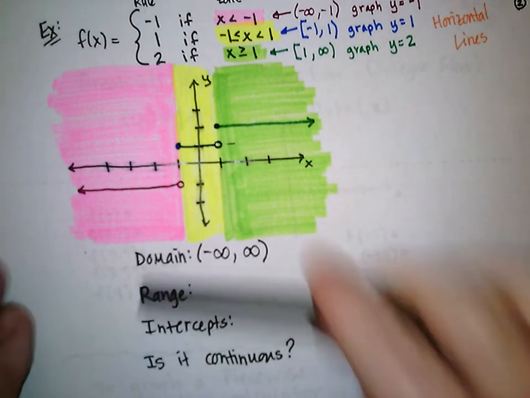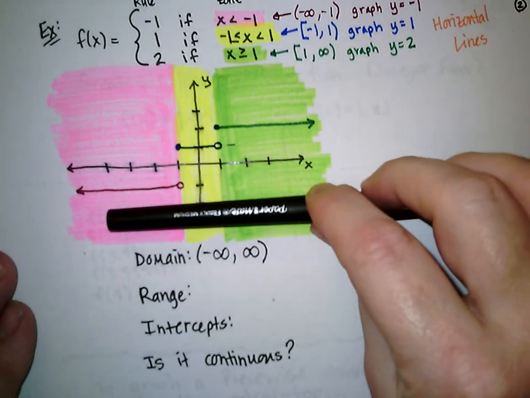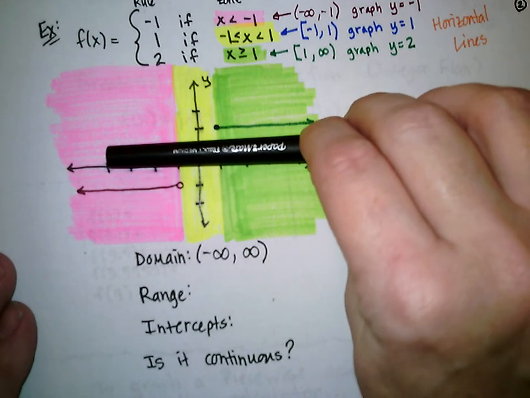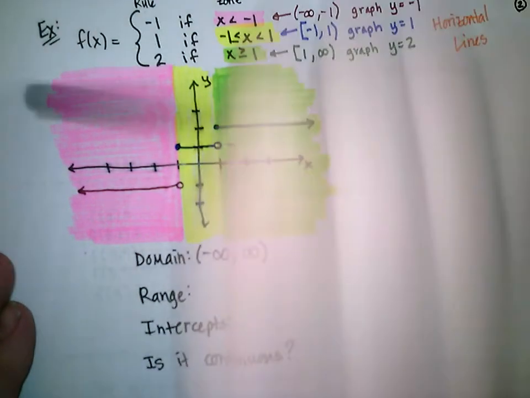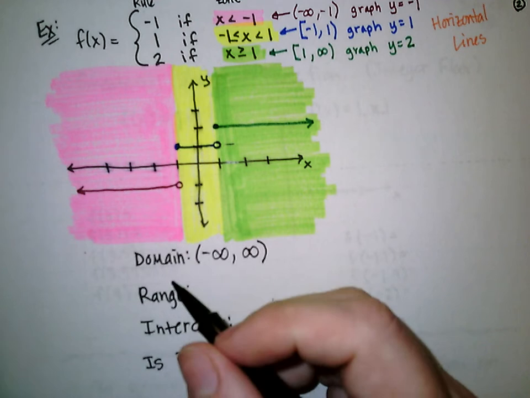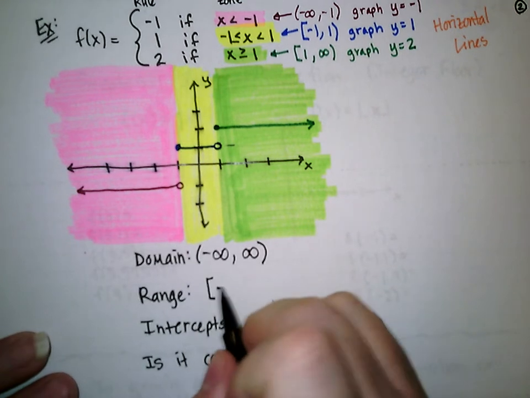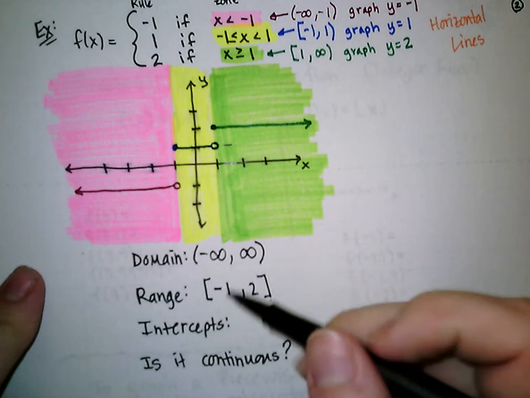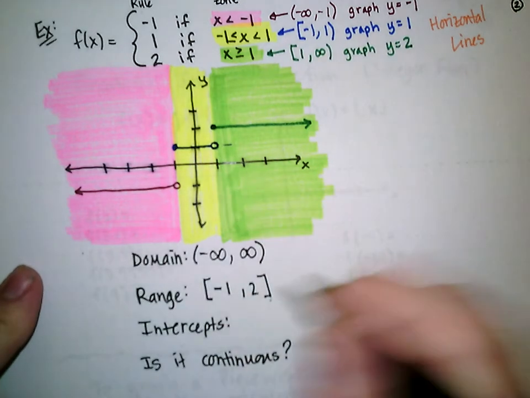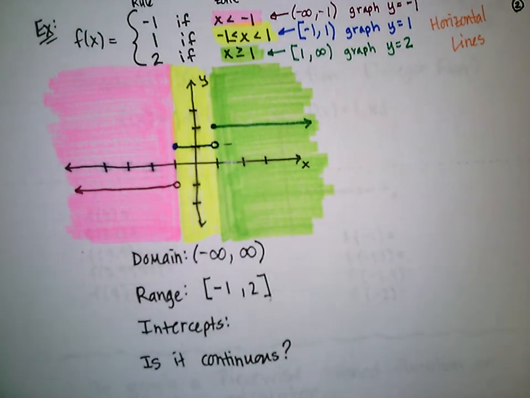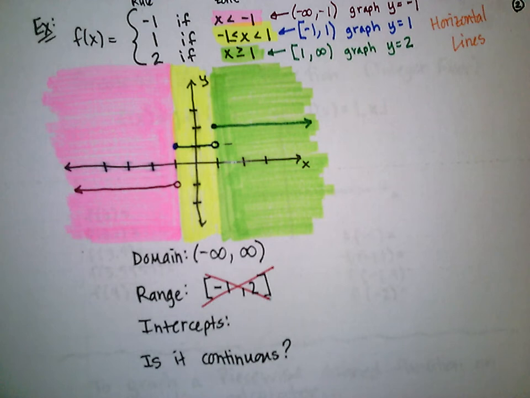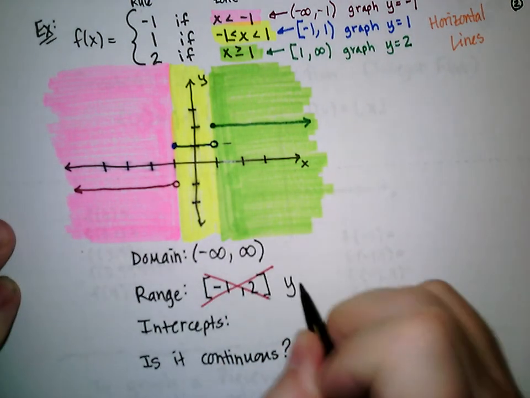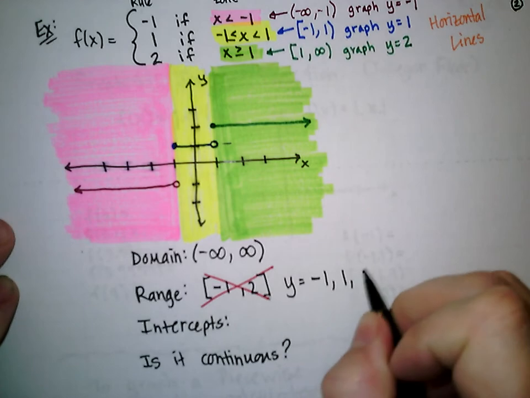Then the range. As we scan the y values, starting at negative infinity, no y values until -1, and then we skip a bunch until we get to 1, and then we skip a bunch till we get to 2, and then there's no other y values. So I've seen people write their range like this, from -1 to 2, but that would mean every y value between -1 and 2 is covered, and it's not. So we cannot list our range like that. The range actually only has 3 values. So that range would just include -1, 1, and 2.